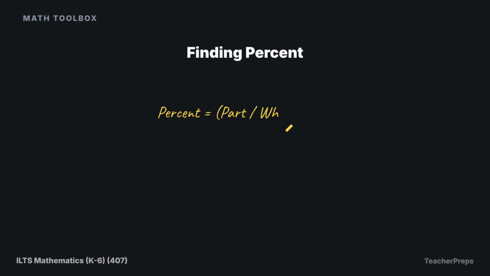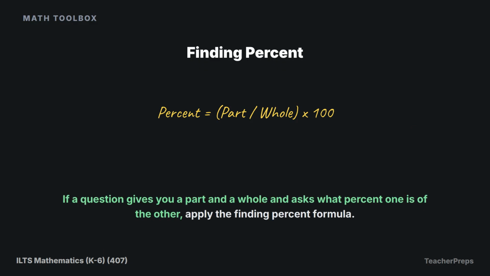Finding percent means dividing the part by the whole and multiplying by 100. In words, percent equals part divided by whole times 100. This formula connects fractions, decimals, and percents all in one step, which is exactly the kind of cross-domain link the 6th grade number system standards require.